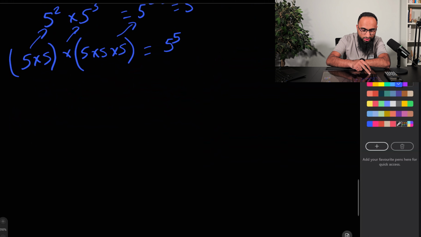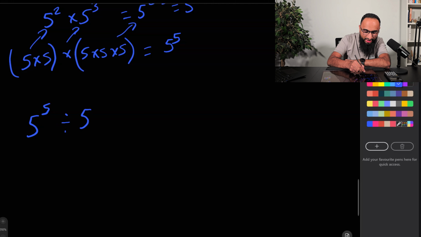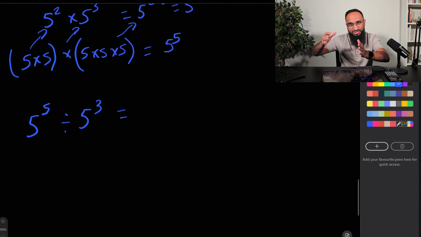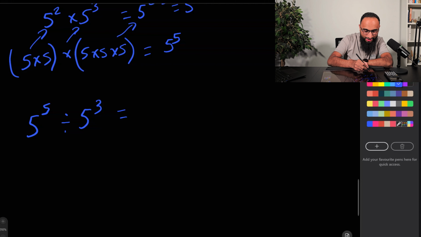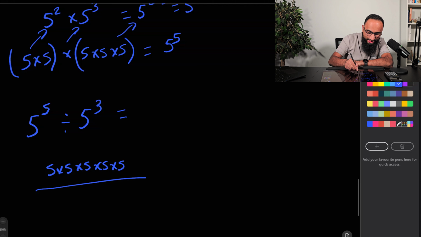And then similarly, when you divide, so imagine you had 5 to the power of 5 divided by 5 to the power of 3, so 5 cubed, then it's the same as saying, well, I'll just write it out, it'll be easy actually. So 5 times 5 times 5 times 5 times 5, and then dividing it by 5 to the power of 3. So 5 times 5 times 5.